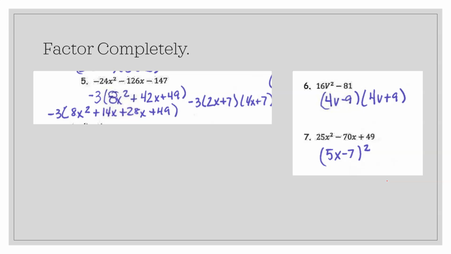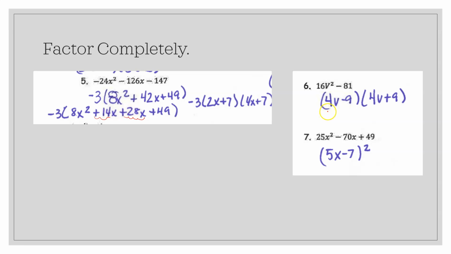This next one, I pulled out the greatest common factor of negative 3 first to get inside 8x squared plus 42x plus 49. Then I grouped. I used the factors of 14x and 28x together because they equal 42x. Then I grouped to get negative 3 times the quantity of 2x plus 7, quantity 4x plus 7.